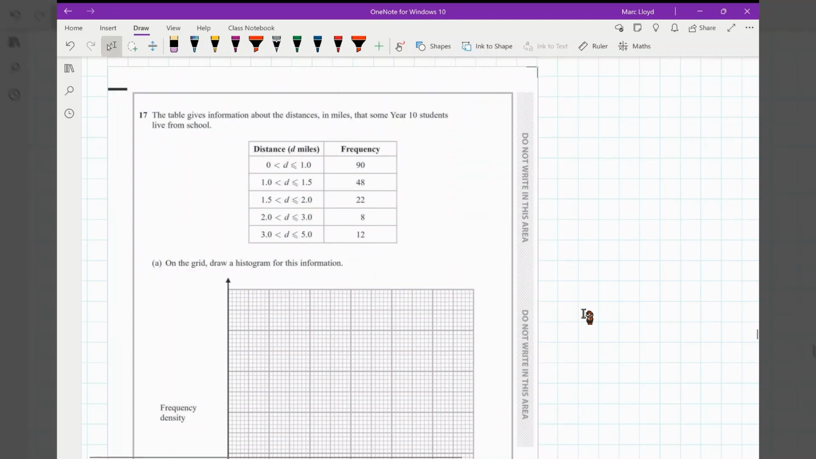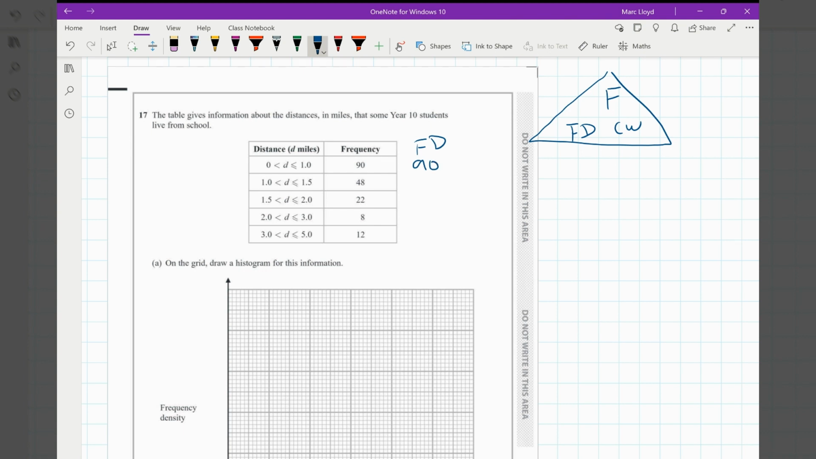Okay, so question 17, we've got a histogram. When we multiply some values, the frequency density and the class width, we get the frequency. And by putting that into a formula triangle, it's very clear that we need to divide our frequency by the class width in order to get the frequency density. So 90 divided by 1 is 90. 48 divided by 0.5 gives us 96. 22 divided by 0.5 is 44. 8 divided by 1 is just 8. And then 12 divided by 2 gives us 6.